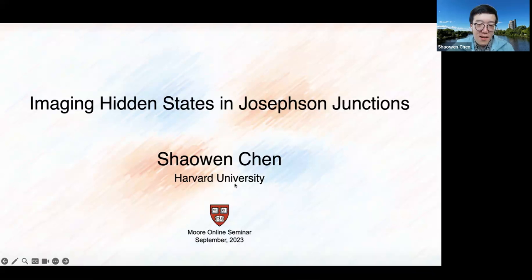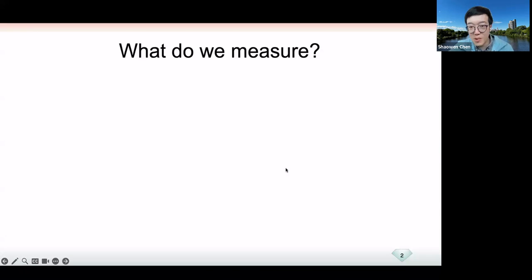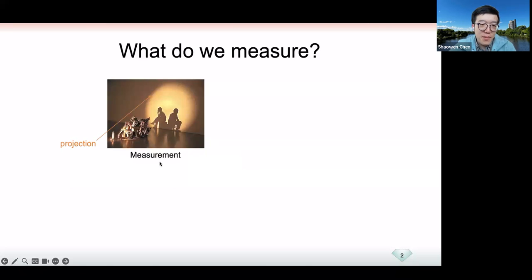Okay, so today I want to talk about our recent work, specifically imaging the current flow in Josephson junctions. And since we're doing this over the cloud, I want to start with a bird's-eye view. As experimentalists, what do we do when we're doing some measurement? For example, we have this complicated object, and our measurement is like shining a light on this object and casting a classic shadow, if you will, of this object.